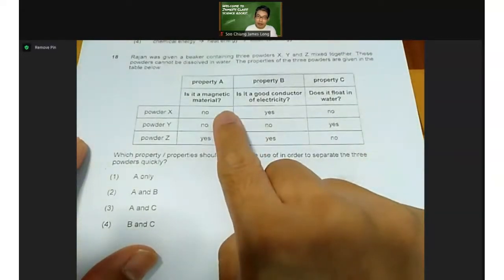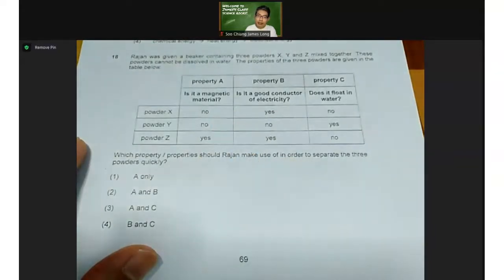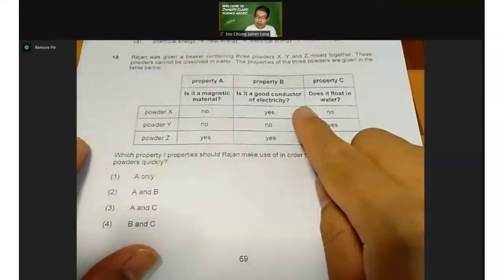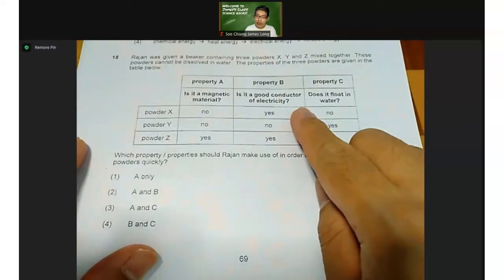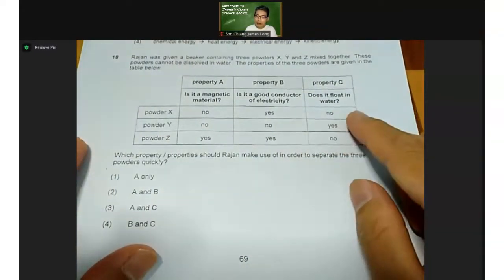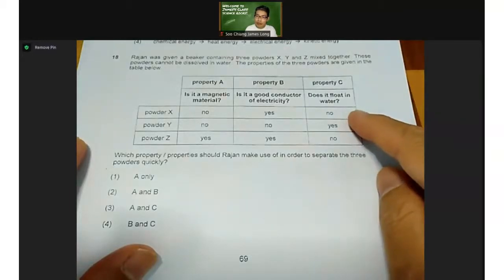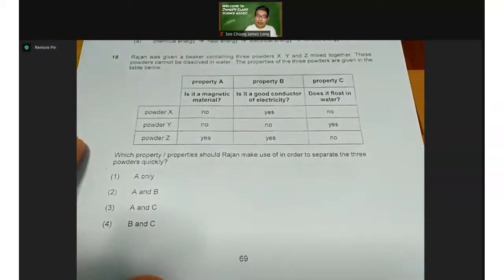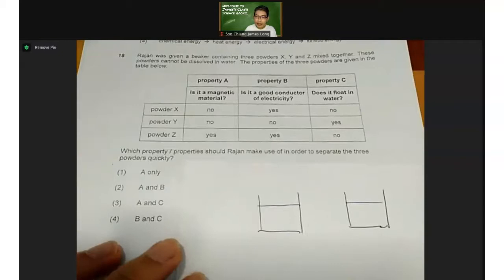Well, he was looking at the magnetic property of these materials, which means whether they can be attracted to a magnet or not. You look at things like electrical conductivity, does it conduct electricity or not? And things about buoyancy, which is whether it can float or sink in water. So which are the properties you can use to quickly separate this? Let's take a look at property C.